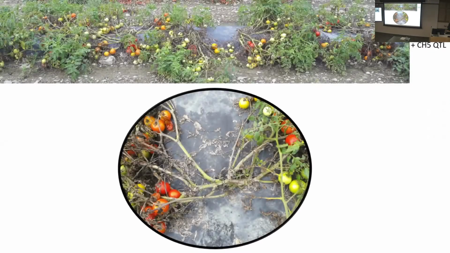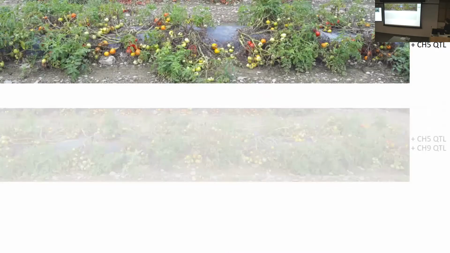If we start adding QTL together, though, then we start getting measurable, or practically different, results. We see an enhancement in the ability to keep the foliage. But in this case, we don't have that chromosome 9 locus, and so the stems are still dirty, still infected.